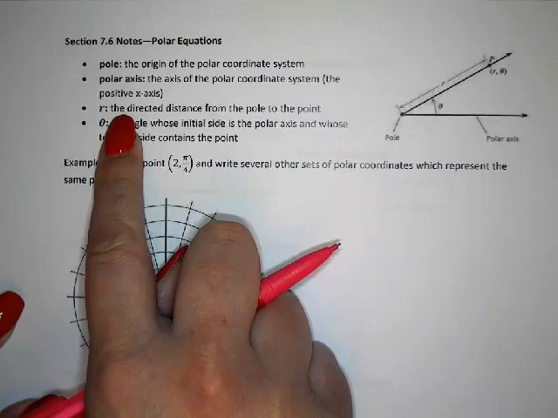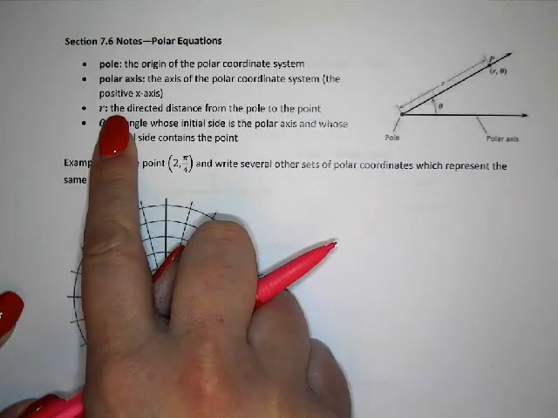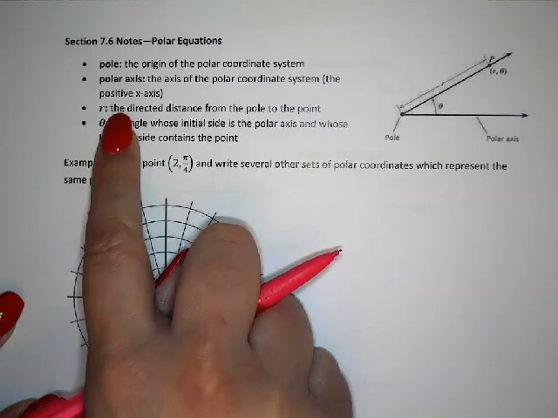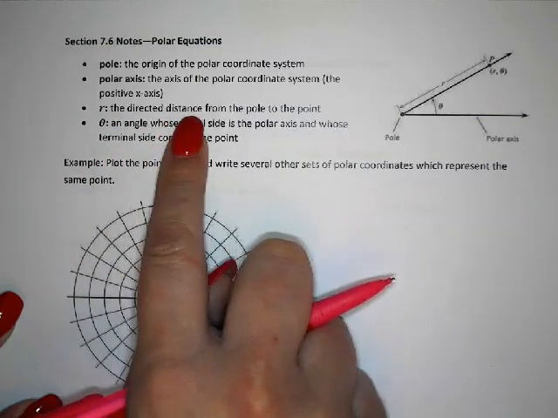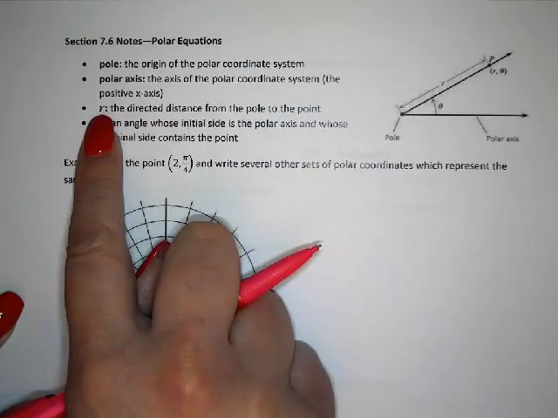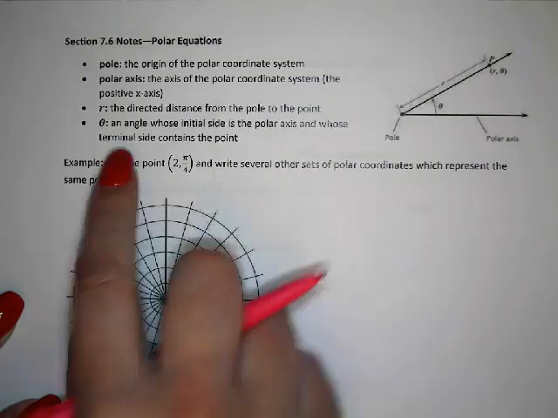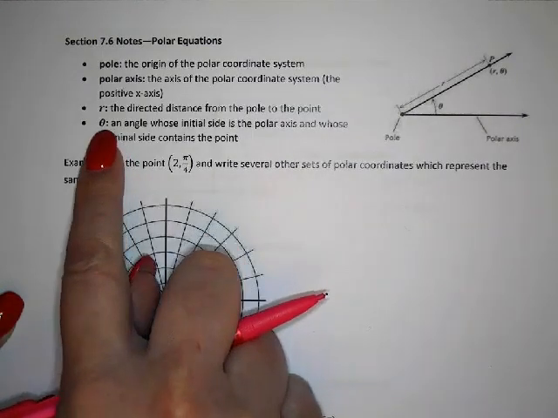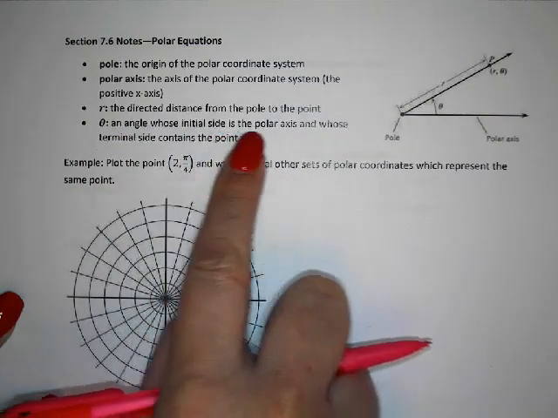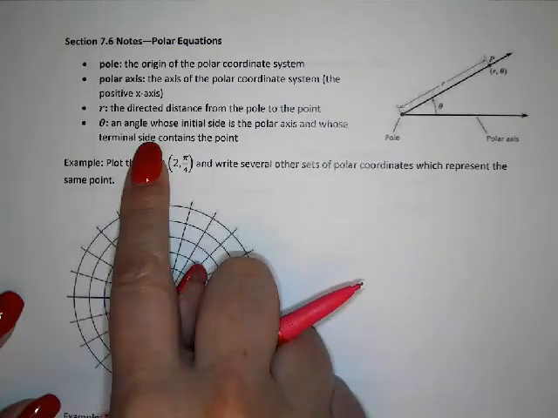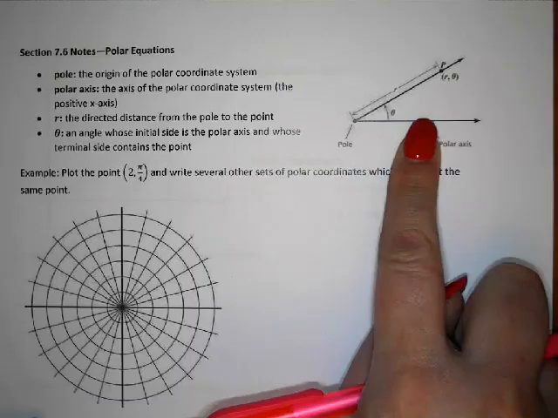And then when we write polar coordinates, instead of being in terms of x and y, they're in terms of r and theta. So r is the directed distance from the pole to the point. You can think of it as a radius, but you'll see that we have a positive radius if we measure it one way and a negative radius if we measure it another way, and I'll talk more about that in a second. And then theta is the angle whose initial side is the polar axis and whose terminal side contains the point. So here they drew a picture.